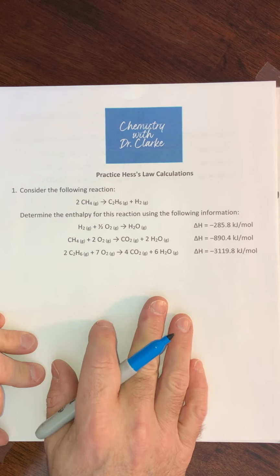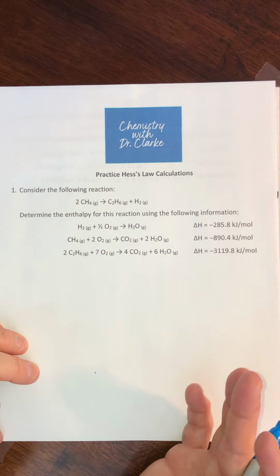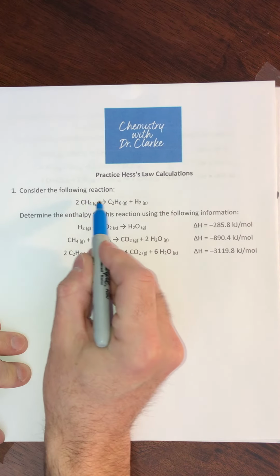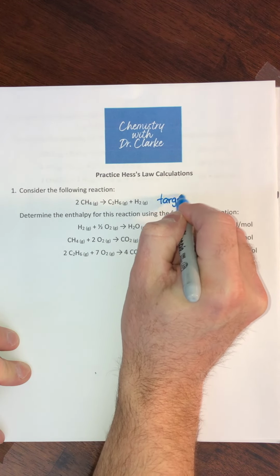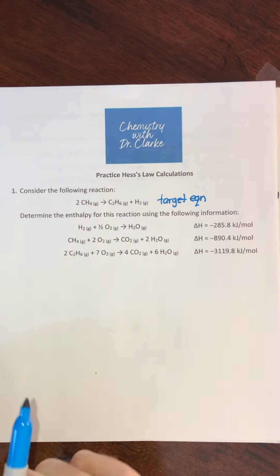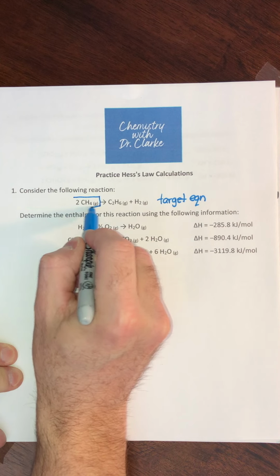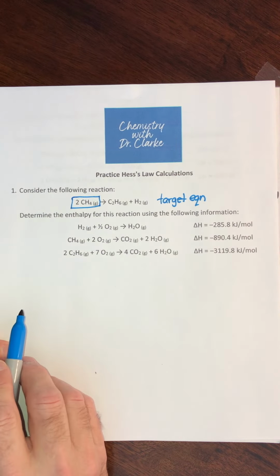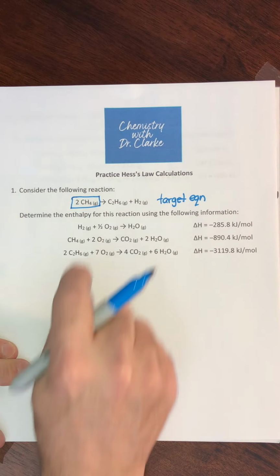And what I find with Hess, the more Hess calculations you practice, the better you get, because you start to see patterns. Okay? But if we work our way through this, I'm going to look at each chemical in my target equation. I'm going to call this my target equation, because this is what I'm aiming for. When I add all of these equations up, this is what I want it to look like. So in my target equation, the first chemical is CH4. There's 2 of them, and it is a reactant. So what I need to do now is look through all of my given equations and attempt to find CH4.